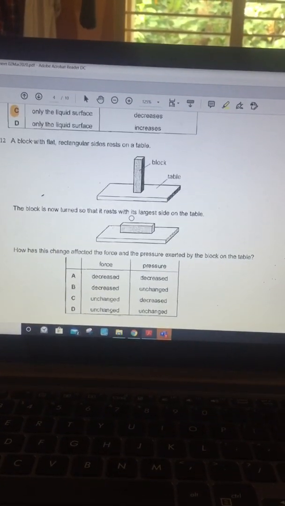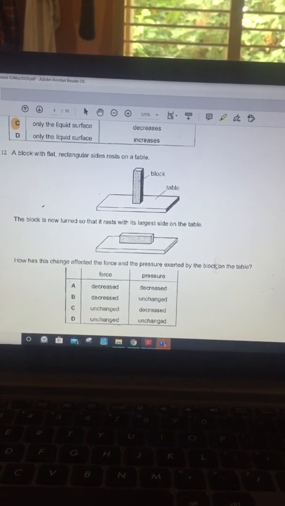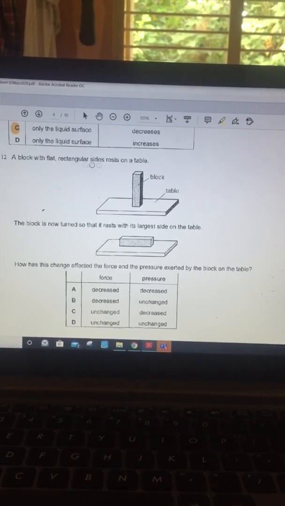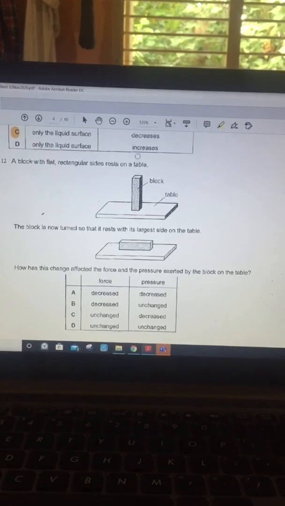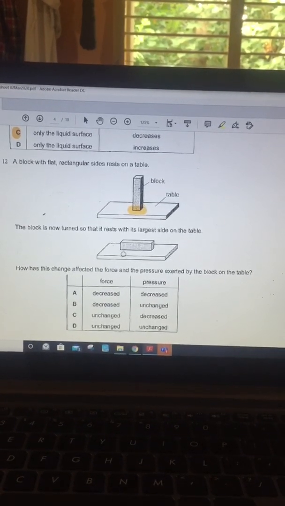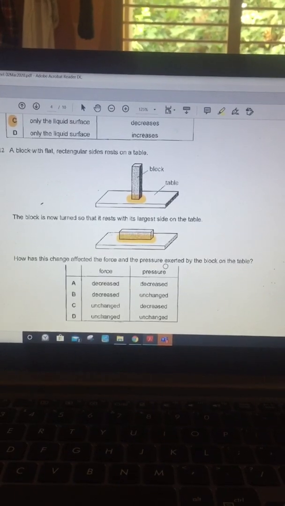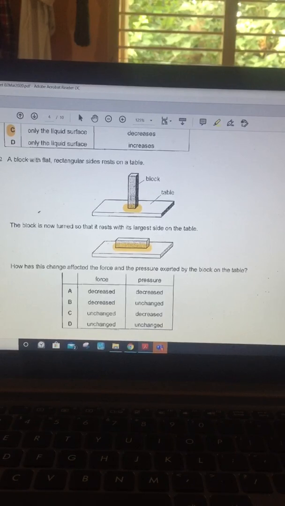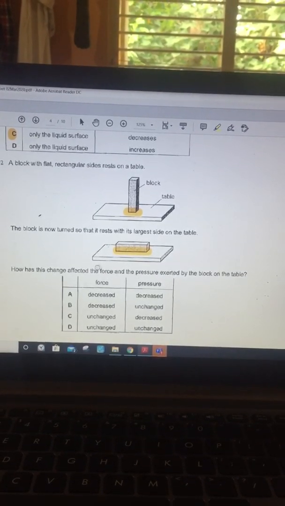Question number 12. It's not under this topic, but it is from force and pressure, so we can omit it. Okay, let's do it. A block with flat rectangular sides rests on a table. Block is turned so that it rests. So you can see, compared to this area, the area now in contact is greater, so the pressure will obviously decrease. But if you look at the weight, the force acting, how has the change the force and the pressure exerted by the block on the table?